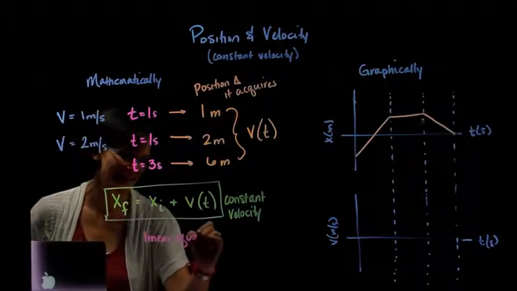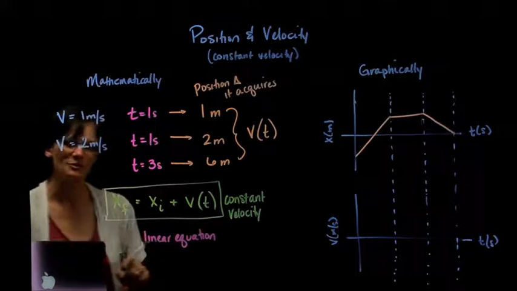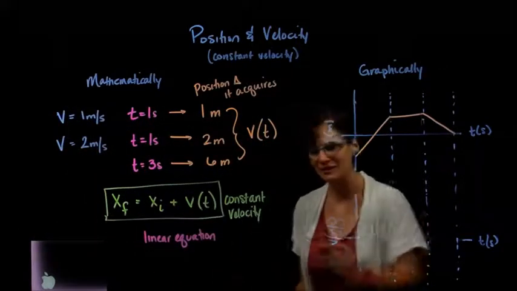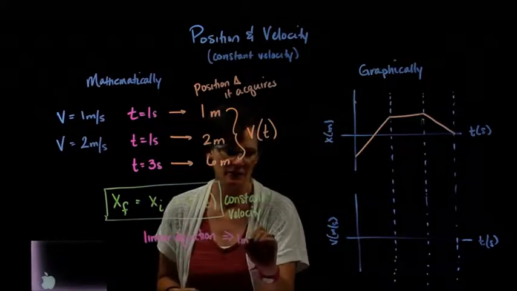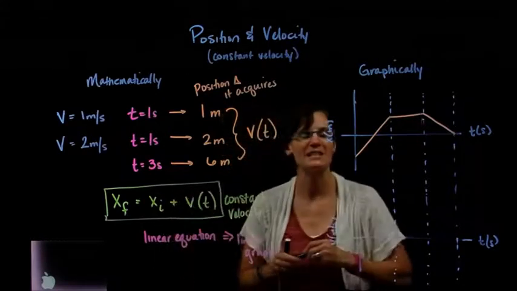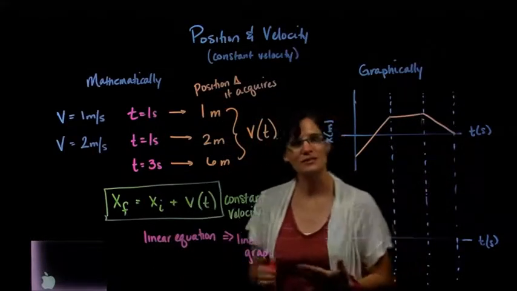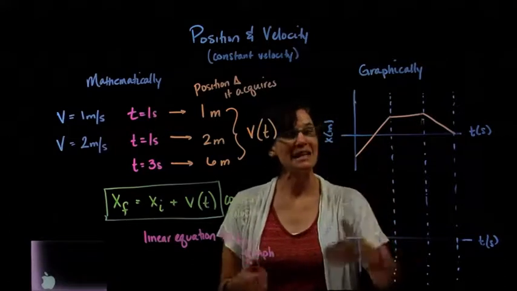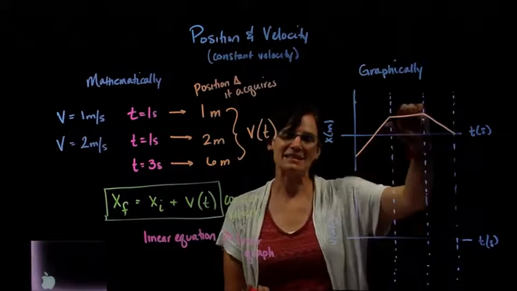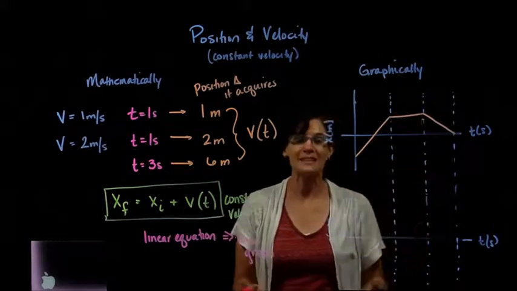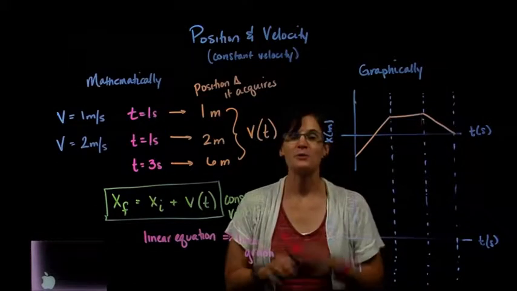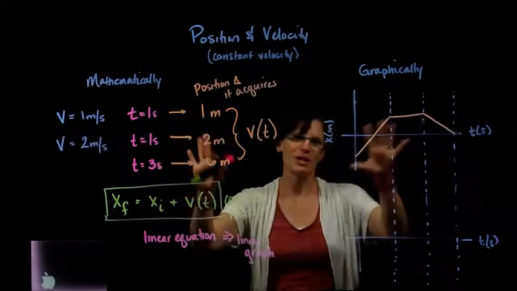Now we're going to link our mathematical relationships to our graphical ones. A linear equation is a linear graph. This leads to a linear graph. When we first talked about the graph of position versus time, we said that if an object is moving at a constant rate, then that's represented as a slope, a straight line, a linear relationship on a position versus time graph. So we're going to start to see how our mathematics is related to our graphs.